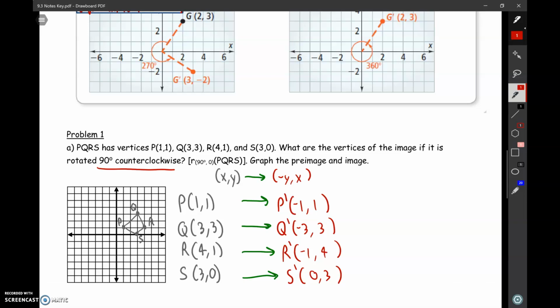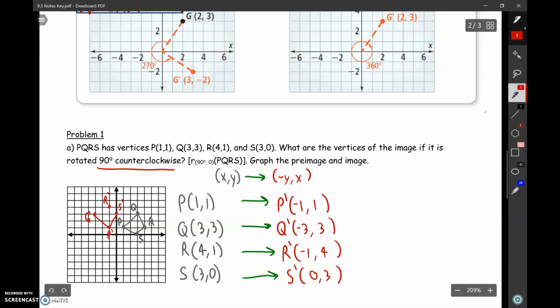So let's look and see how accurate this is. Negative 1, 1 is going to be our P prime. Q prime, negative 1, 2, 3, 1, 2, 3 up here. R prime, negative 1, 1, 2, 3, 4. And then S prime, 0, 1, 2, 3. It does look like we just kind of took this figure and made a 1/4 turn going counterclockwise, and our figure did end up in the right spot.